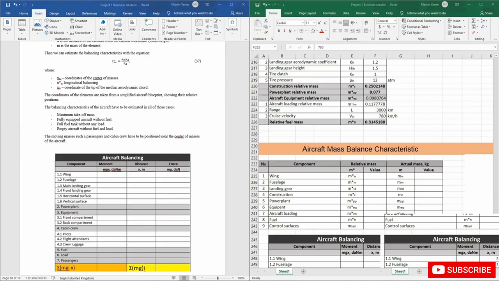So that was it from this overview section, guys, and bear with me to the next one, where I will estimate the real mass, the true mass of each component of the aircraft, which is now going to be quite simple since we know the relative mass.